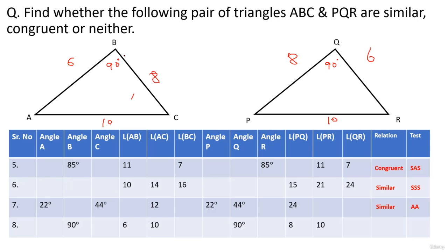Now you can observe that the triangles are right angled. Hypotenuse is same, and you can pick any one side. They are basically congruent by the hypotenuse side test or Pythagoras theorem.